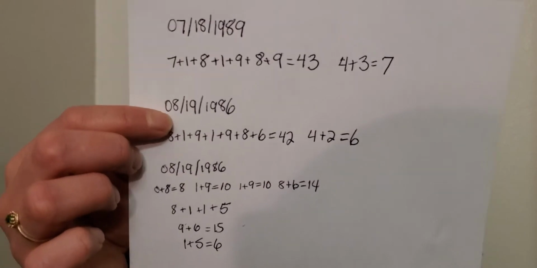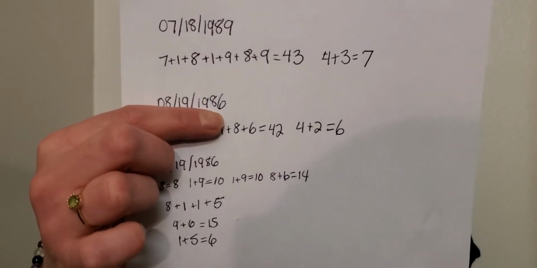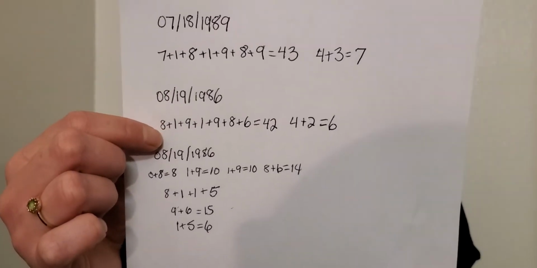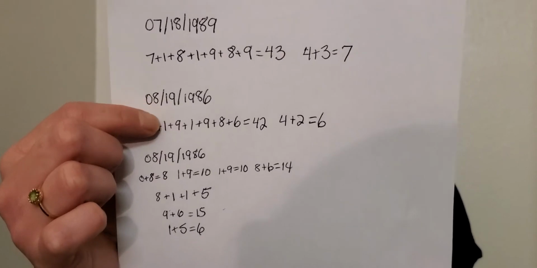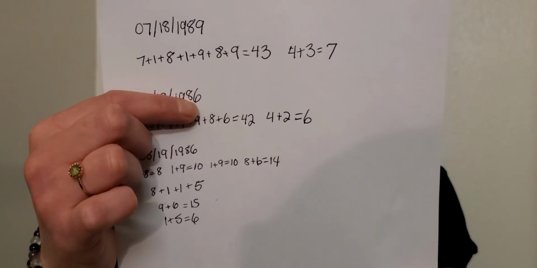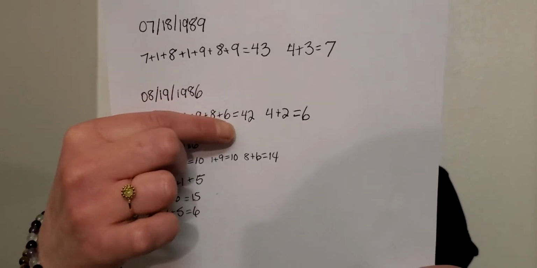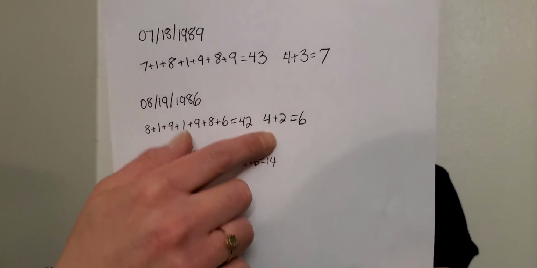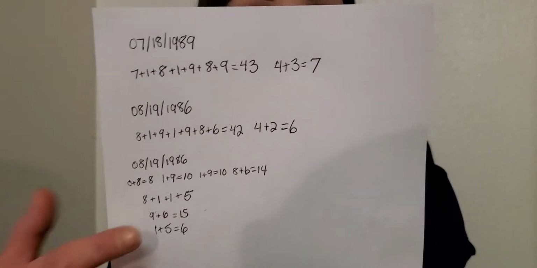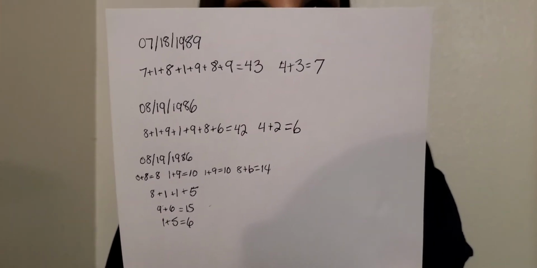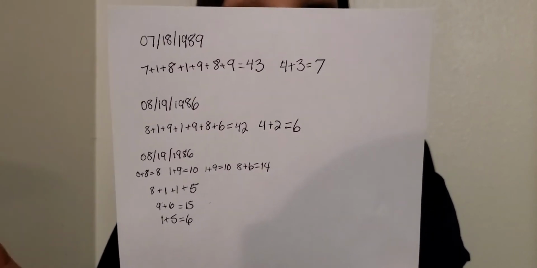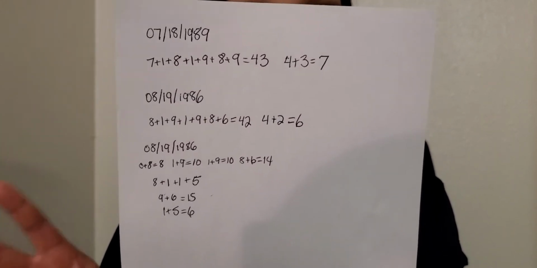So my date of birth here is 8/19/1986. So I just dropped the 0 because, like I said, that's not going to affect your sum here. 8 plus 1 plus 9 plus 1 plus 9 plus 8 plus 6 equals 42. 4 plus 2 equals 6. So my life path number is number 6 here. So you just keep breaking them down until you get numbers 1 through 9, or like I said, 11, 22, and 33. You do not break down any further.